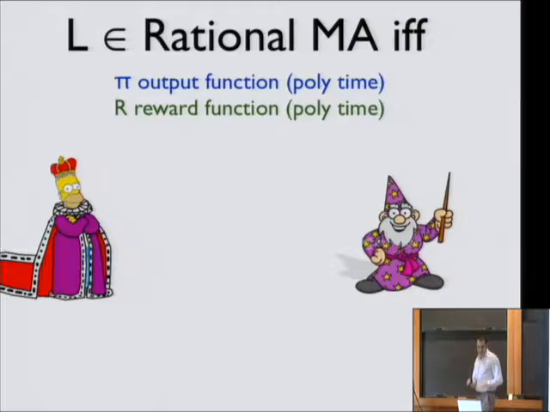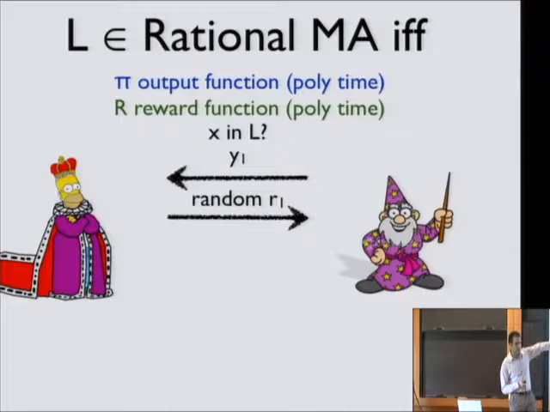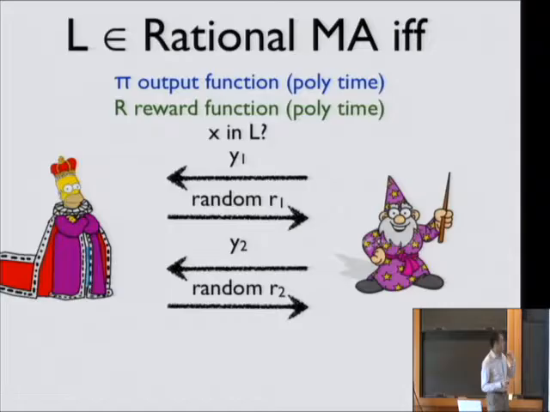Syntactically, what's going to happen is, given an input x, there's going to be some interaction between Arthur and Merlin. Merlin sends some message y1, and Arthur sends some random coins r1 to Merlin, as in the classical interaction with Arthur-Merlin. Merlin sends a message y2, Arthur sends some more random coins, and so on, and they generate a transcript.